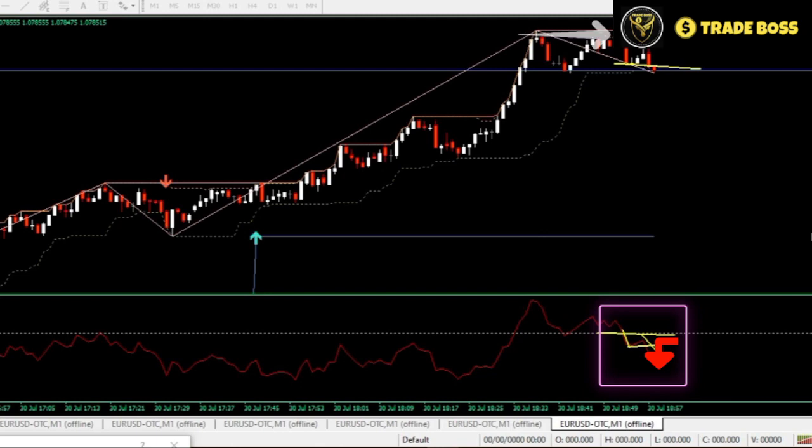Furthermore, the arrow signal suggests a seller's stance. Confirming this, the candles have also broken their recent low. Given these factors, we are prepared to proceed with the sellers.